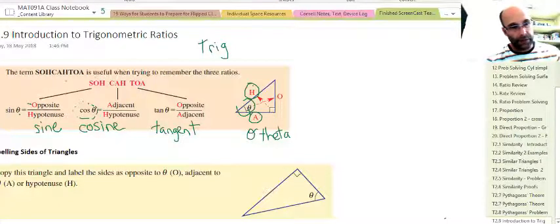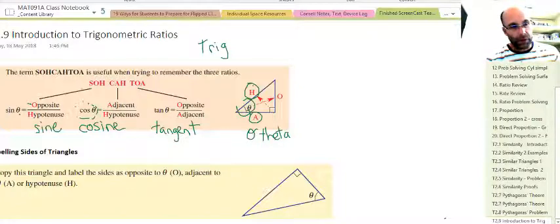Now, there's lots of ways of remembering those three, sine, cos and tan. You will need to remember them too, very important. Trigonometry is one of the most important topics in school maths. It has an enormous number of applications and is used all over the world many times.